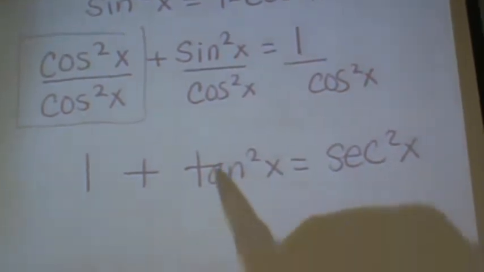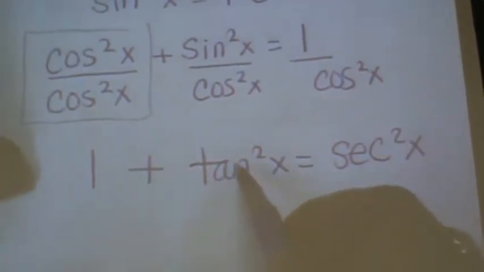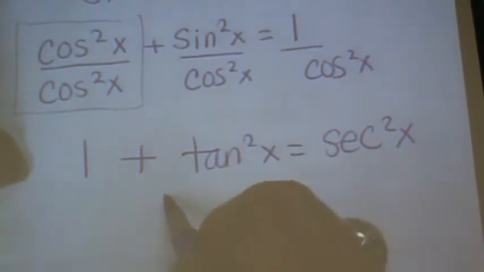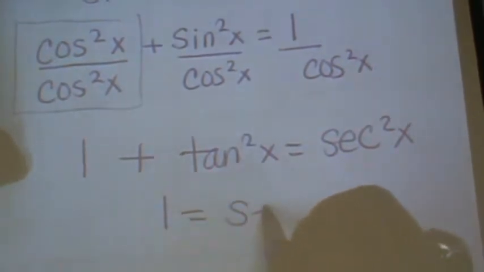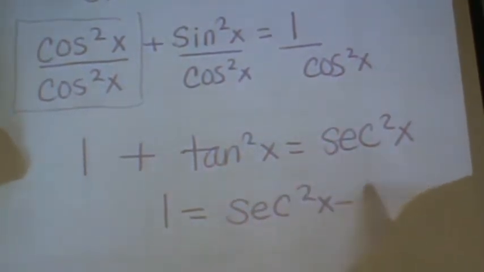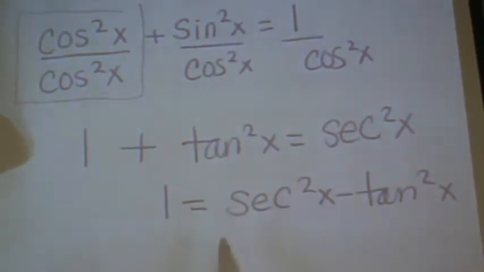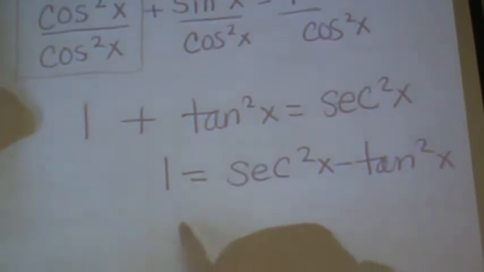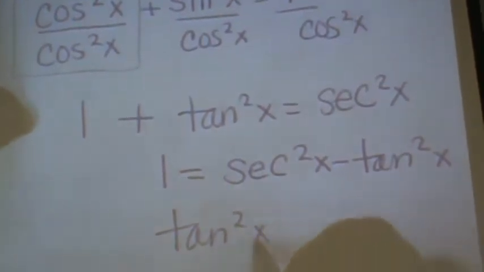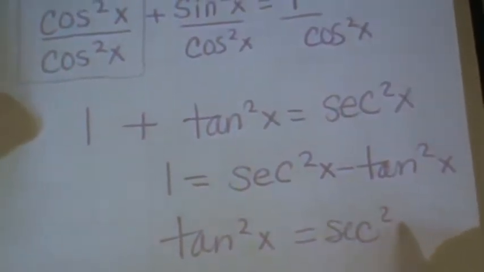Now what can you do with this one? You can subtract tangent squared x. Okay, so you can get that one from this. And you can also subtract 1. You can say tangent squared x is equal to secant squared x minus 1.